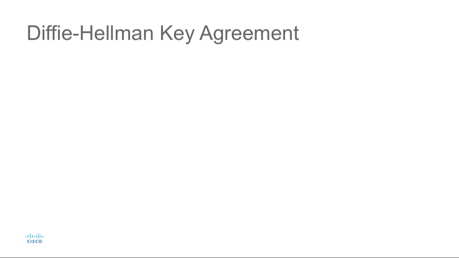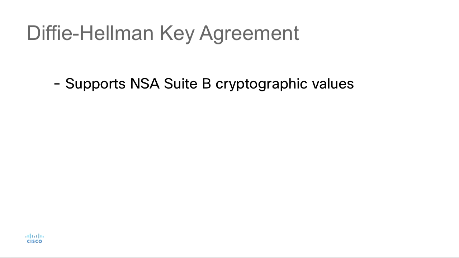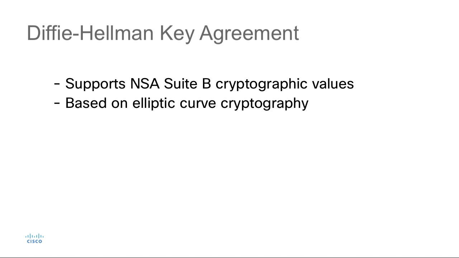Now this is how they're supported on Cisco iOS. Cisco iOS also does support the NSA Suite B cryptographic values, which we can use elliptical curve cryptography for Diffie-Hellman groups. That would be groups 19, 20, and 24. Again, this is just an example of how we use Diffie-Hellman to exchange shared secret keys over a public medium without actually exchanging the key values.